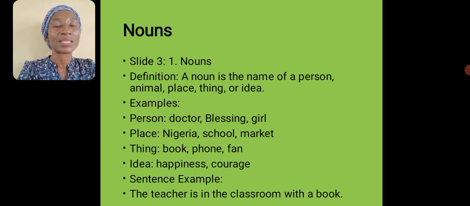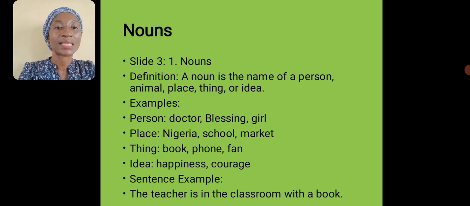Let's see some examples of the different types of nouns. Names of persons can be doctor, Blessing, or girl. Names of places are Nigeria, school, market. Names of things are book, phone, or fan. Names of ideas are happiness, courage, wisdom, knowledge.